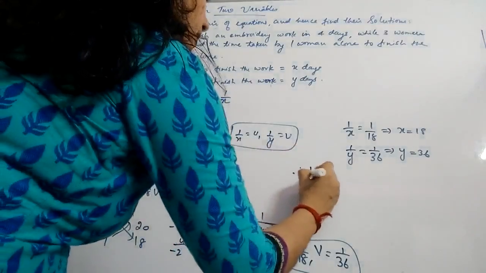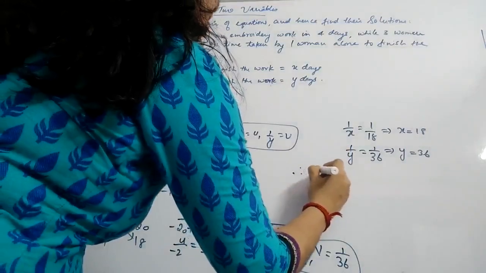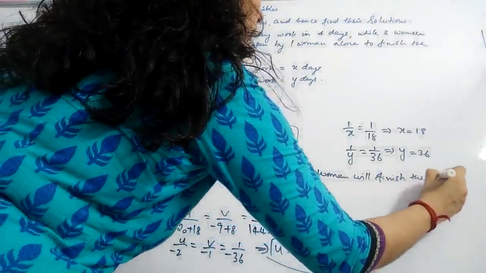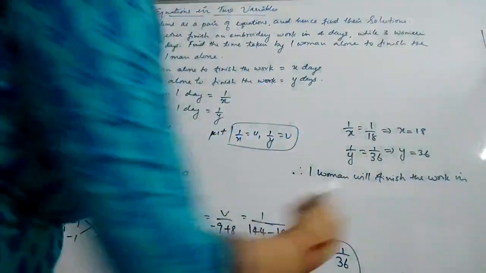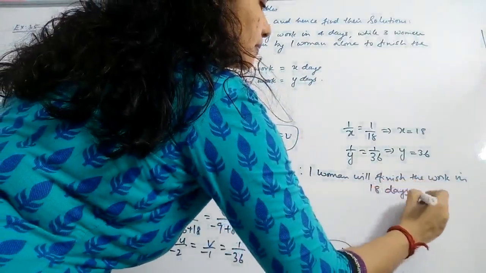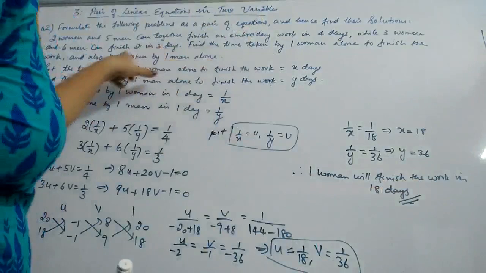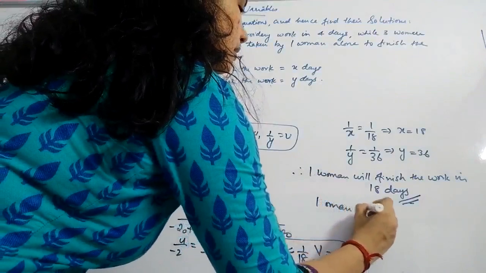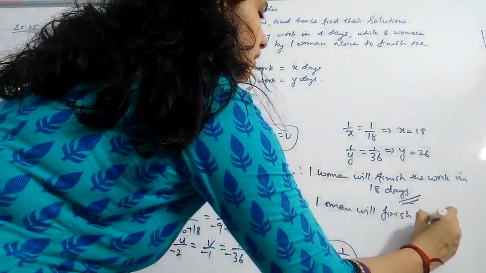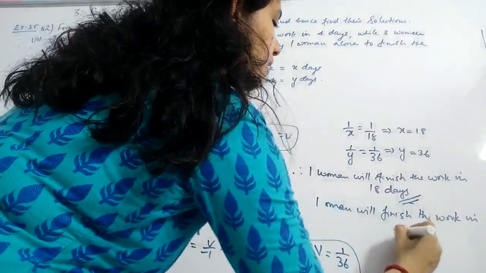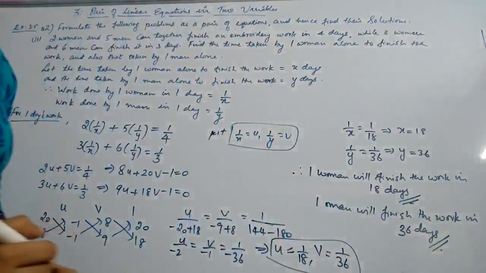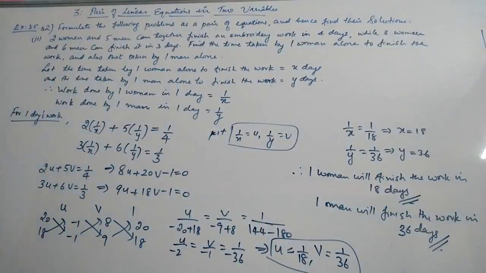Therefore, one woman will finish the work in 18 days. That is your first question. Second is the time taken by one man alone. That means one man will finish the work in 36 days. So the embroidery work will be completed in 18 days if one woman is working, and in 36 days if one man is working.